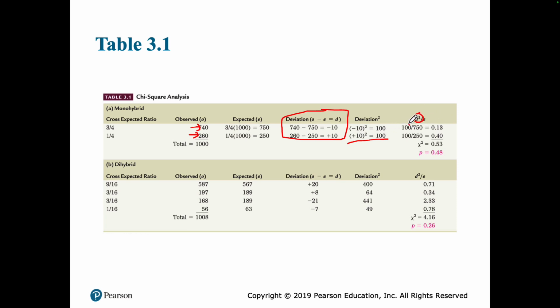And so basically you're looking at what percent of your expected value you deviated by. So here, 13, 40, you add it up and you get this value called the chi-square value. And then you can compare it to a table to get what's called a p-value. And the p-value, people debate about what p-value means all the time.